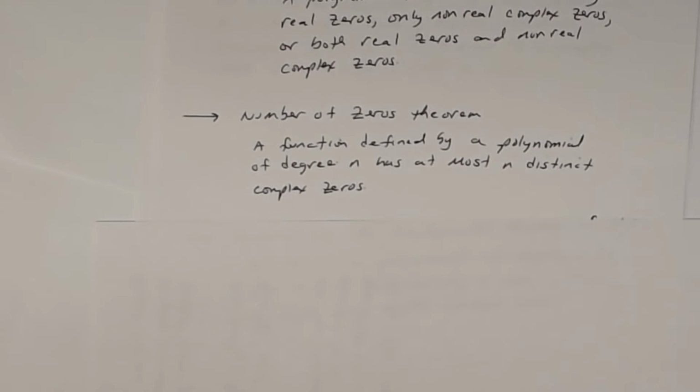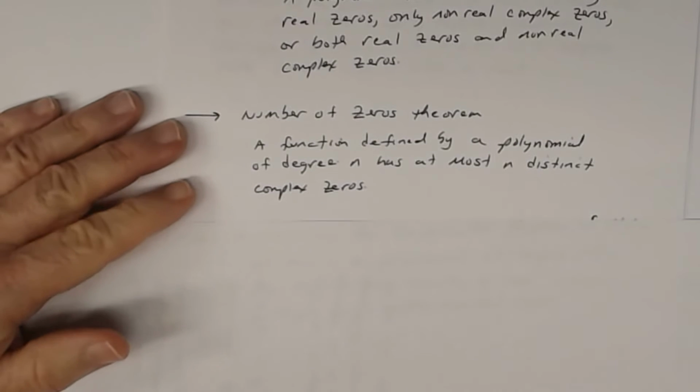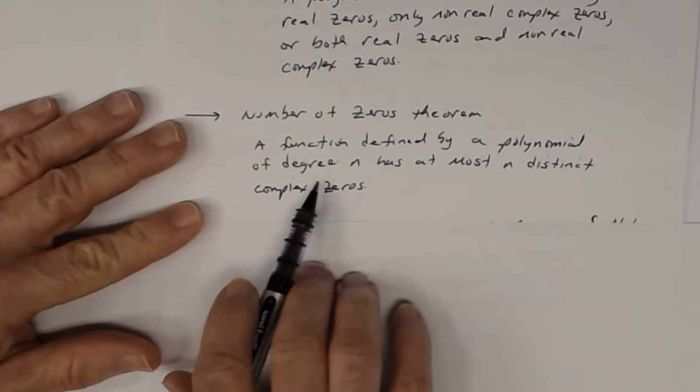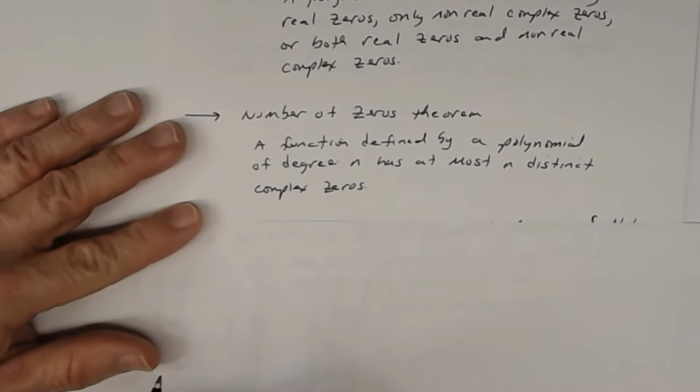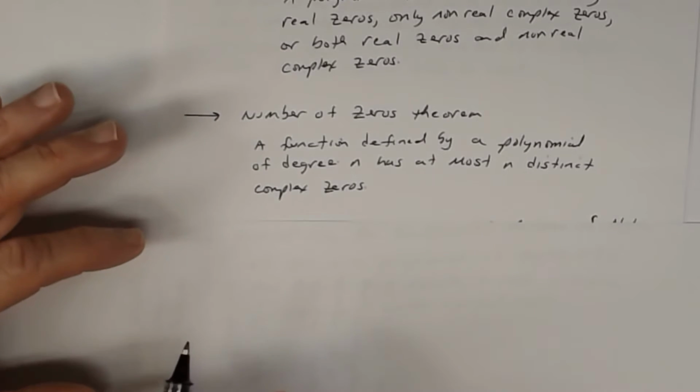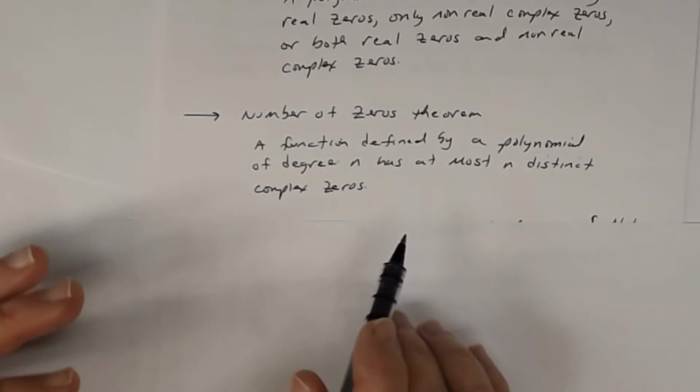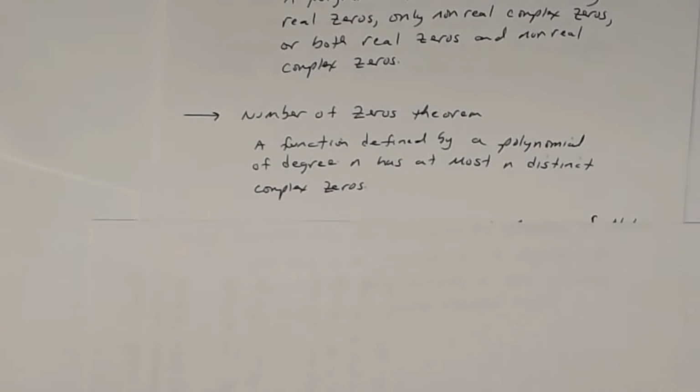Then we talked about the number of zeros theorem. The number of zeros theorem says this: a function defined by a polynomial of degree n has at most n distinct complex zeros. So it has at most n distinct. Remember, n distinct means different. So n different complex zeros. And what that means is this: if you go back to one of our, let me see if I can find it real quick.